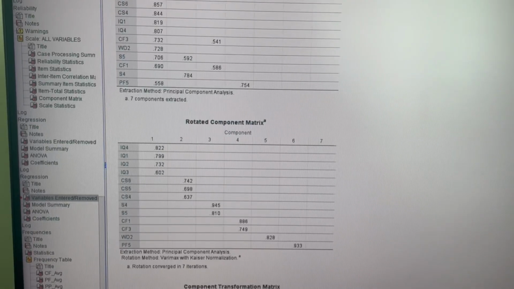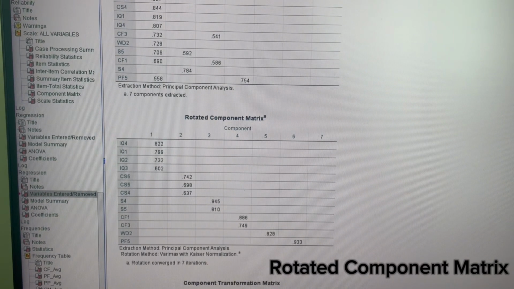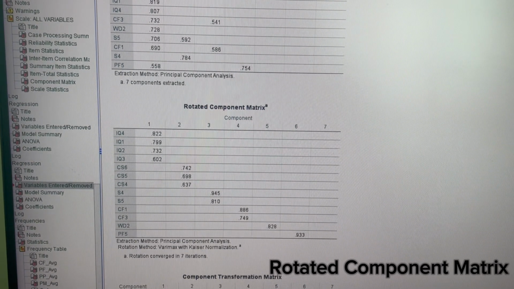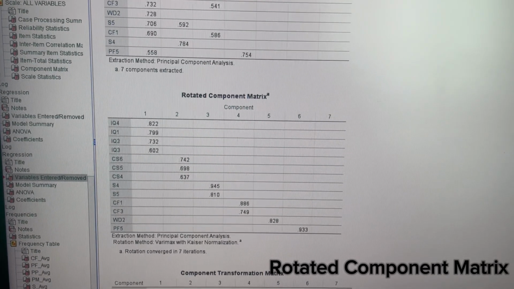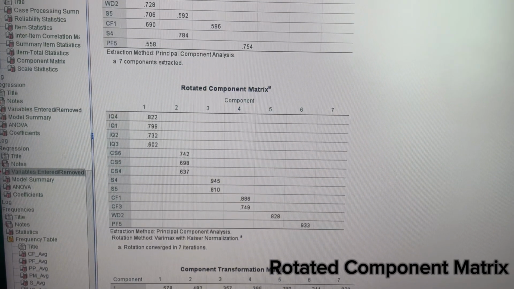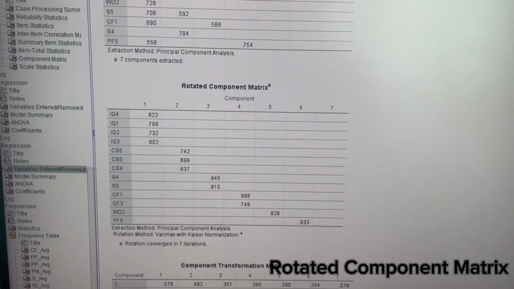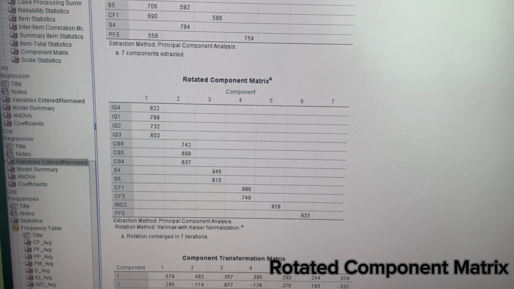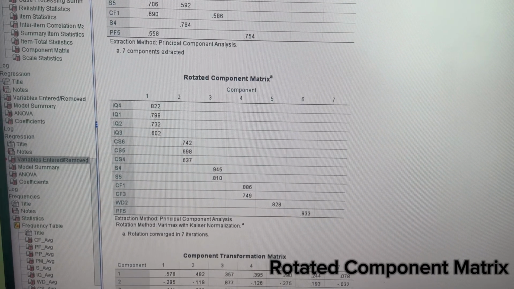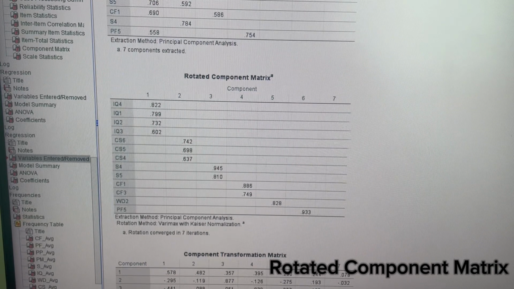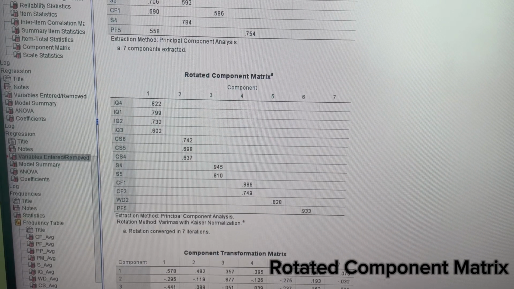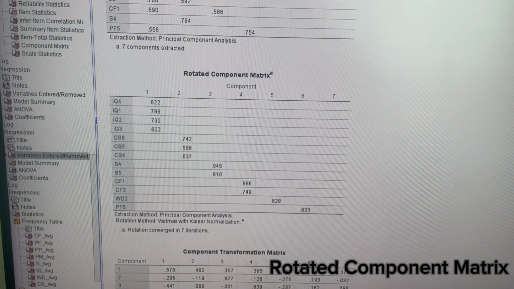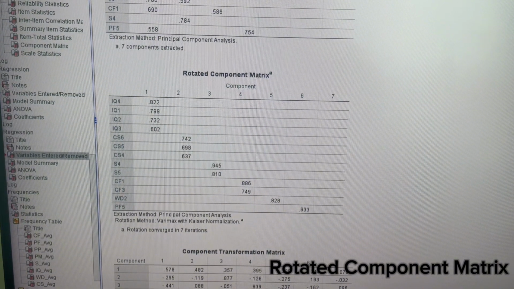Finally, let's examine the rotated component matrix. This table shows how each variable loads onto the factors we have identified in the factor analysis. The higher the value, the stronger the relationship between the variable and the factors. As you can see here, the variables load most strongly onto specific factors. For example, variable Q4 has a high loading on factor 1, which suggests it's closely related to this factor.